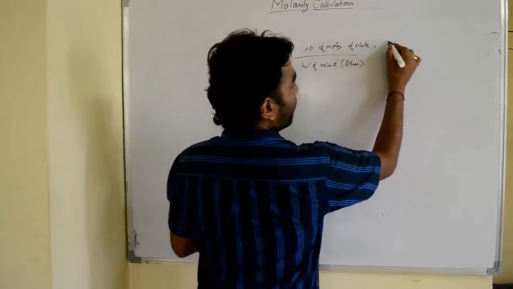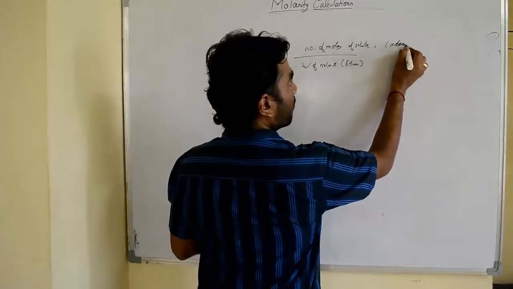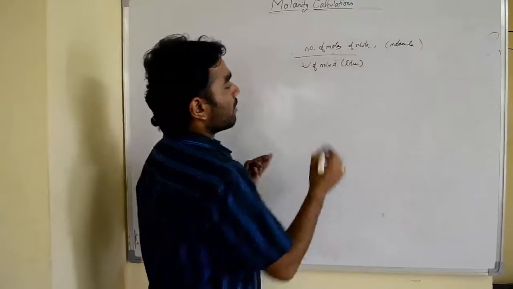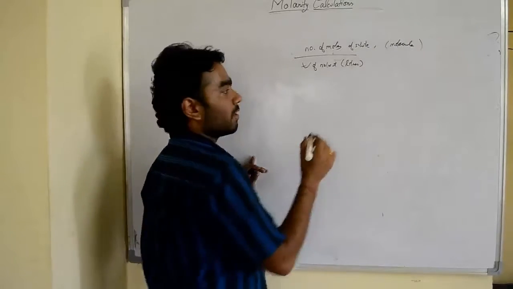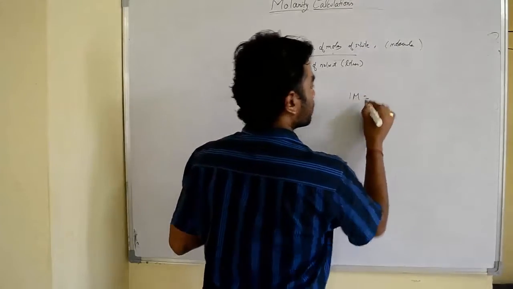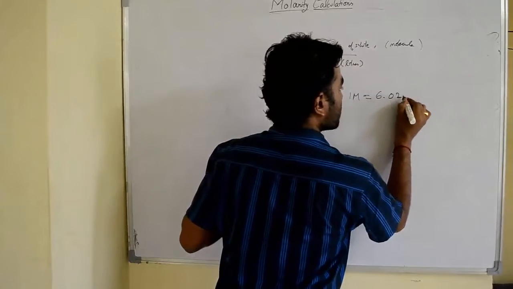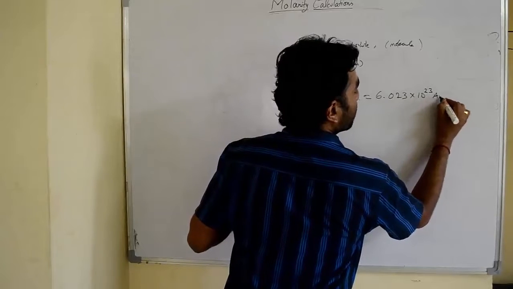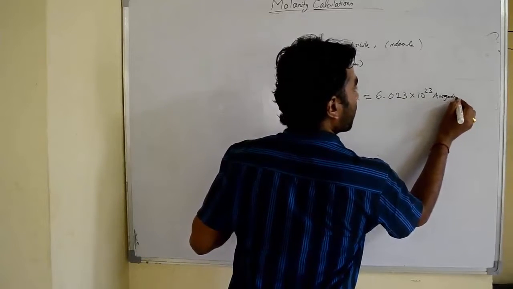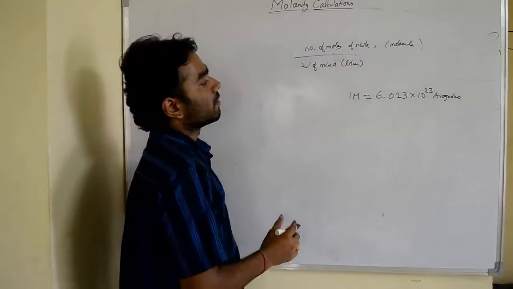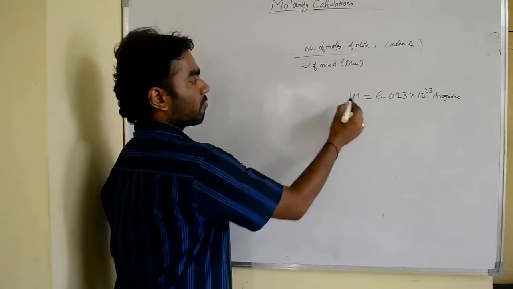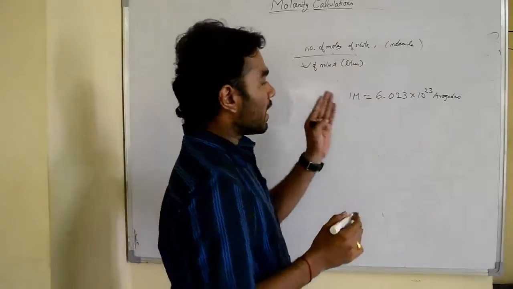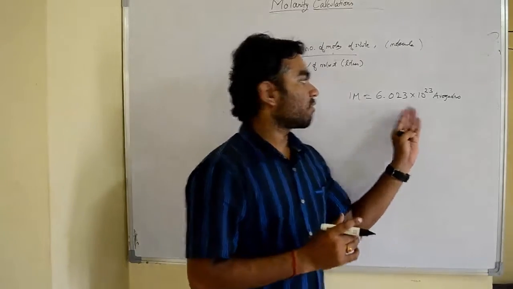And moles are nothing but molecules. Moles or molecules, anything else. And 1 mole is equal to 6.023 into 10 power 23, the Avogadro number. If I have 1 mole, that means I have 6.023 into 10 power 23 atoms.